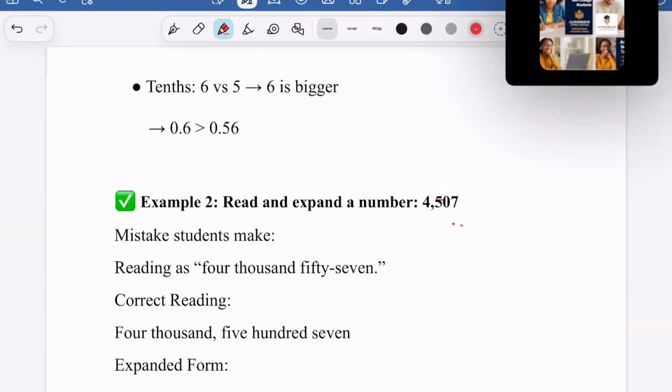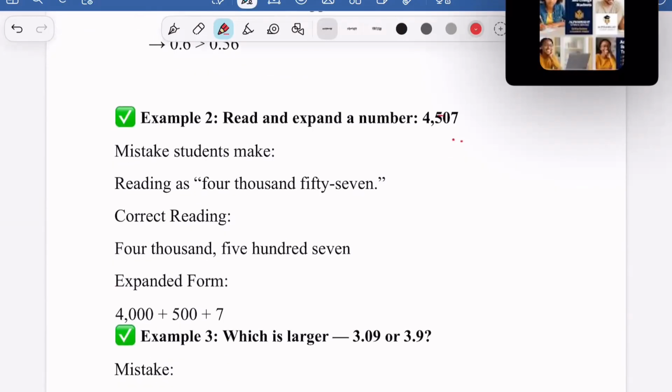Okay. One more example. Example 2: read and expand 4,507. Students make the mistake and say 4,057. They skip the zeros. So 4,507 is the correct thing.